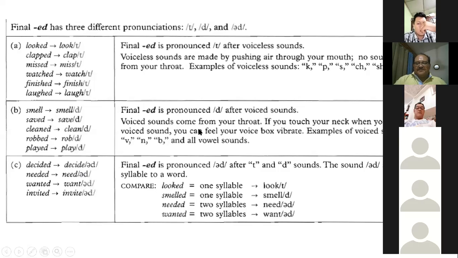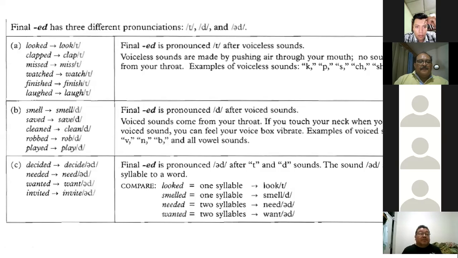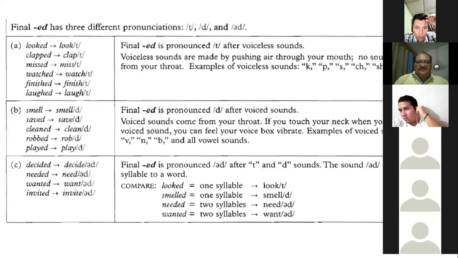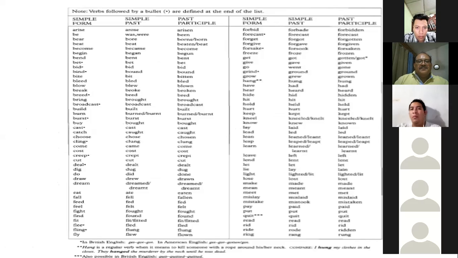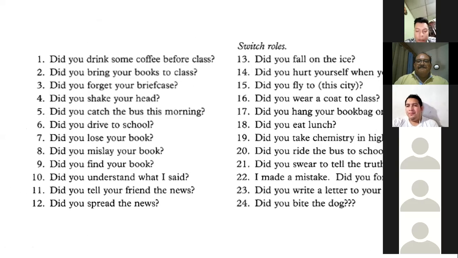And here's the explanation. Three different pronunciations, T, D, and ID. Okay. And then there are some examples here. There is a list, I'll show it to you later. Okay, there are some questions here, okay?